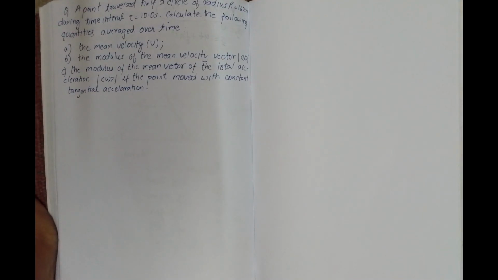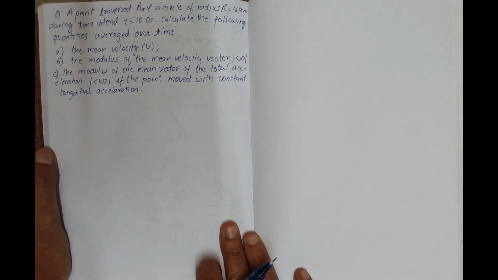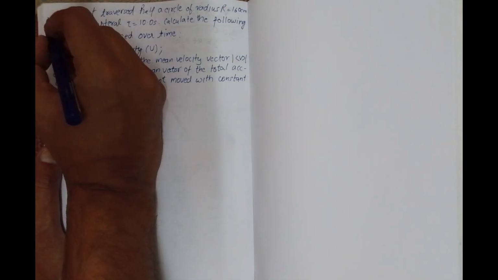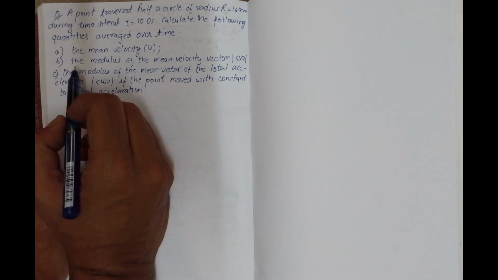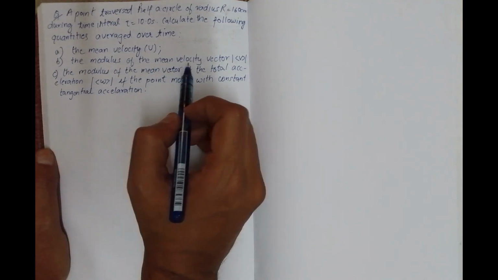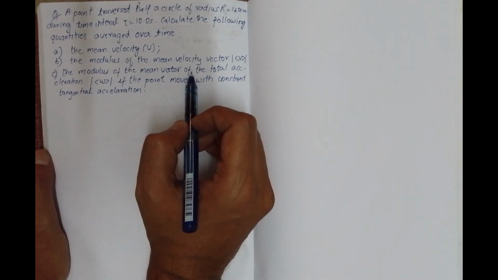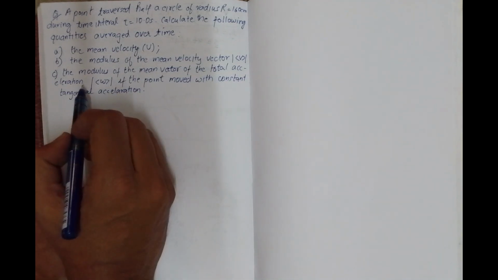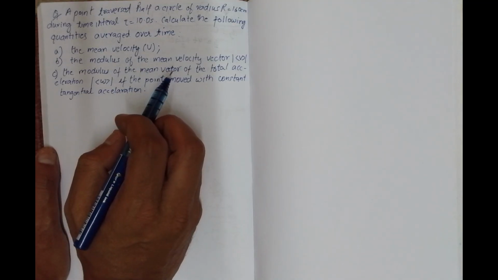Let's take a question. A point traversed half a circle of radius 160 centimeters during a time interval t equal to 10 seconds. Calculate the following quantities averaged over time: the mean velocity v, the modulus of the mean velocity vector v, the modulus of the mean vector of the total acceleration if the point moved with a constant tangential acceleration.